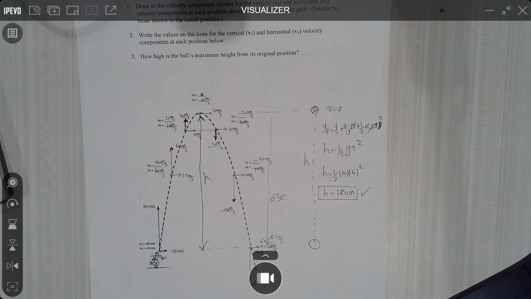Okay, so we are done with this practice problem. Now go ahead and open your quiz practice review, and then we can just start working on those problems. So go ahead and just open your practice review quiz.